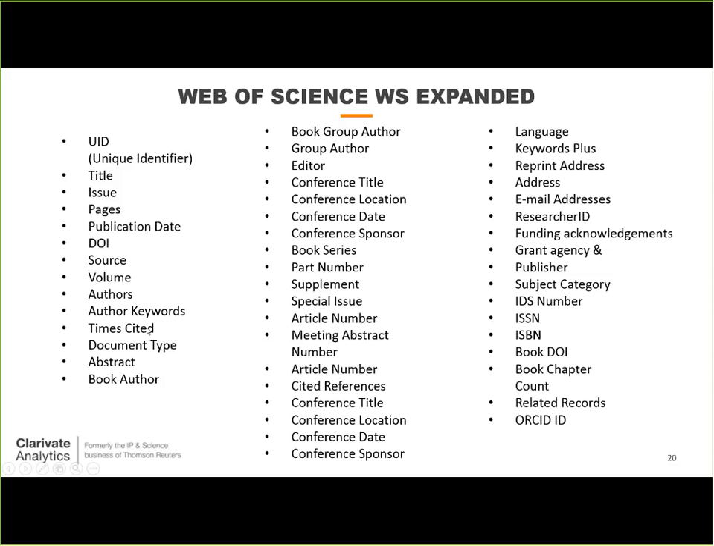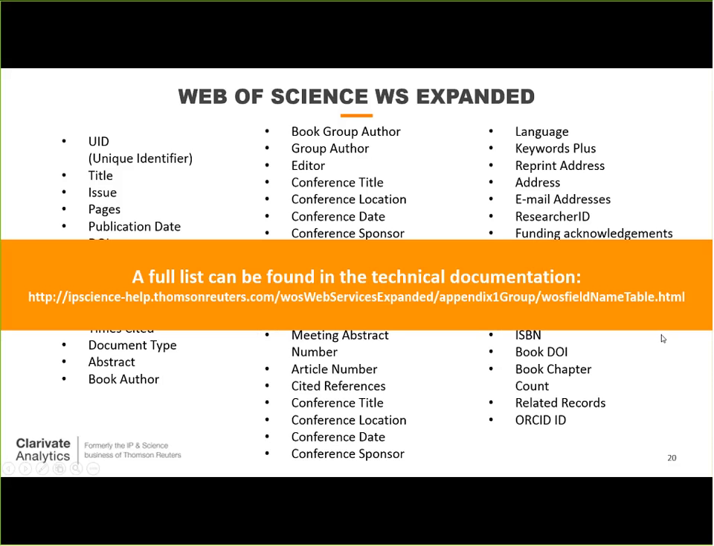You also have times cited. You also have book group author, editor, information on the conference here. You have the book series, meeting abstract, article number, cited references, keywords plus. Those are keywords that Clarivate Analytics includes by running an algorithm through the cited references, email addresses, funding acknowledgements and grant agency and grant numbers.